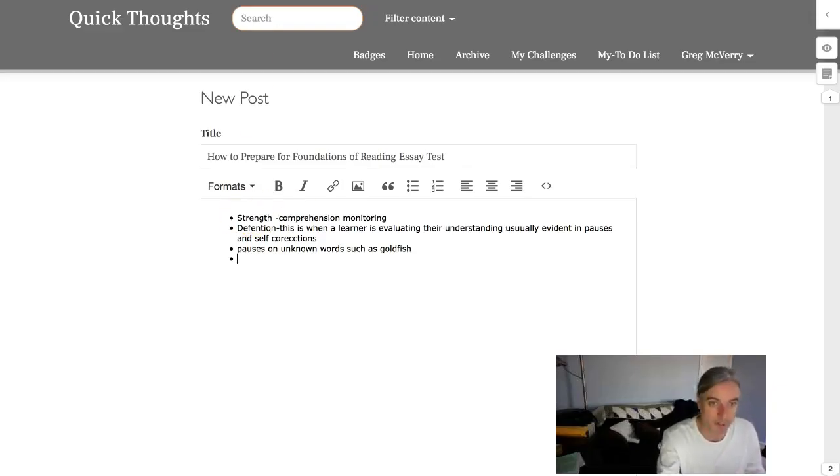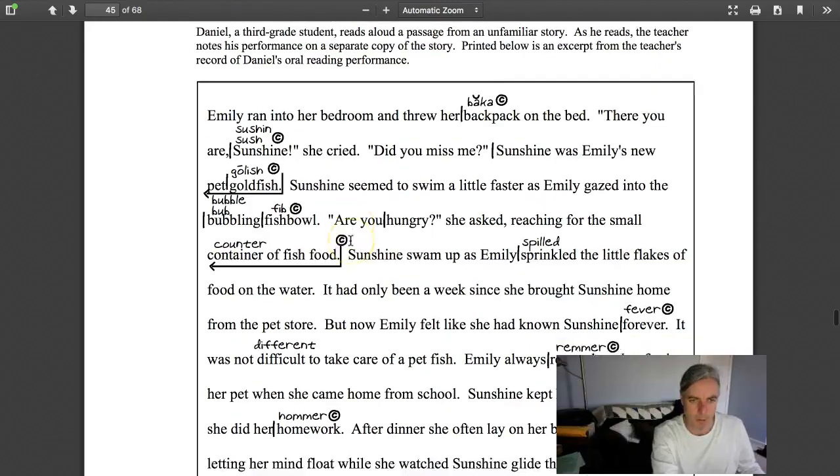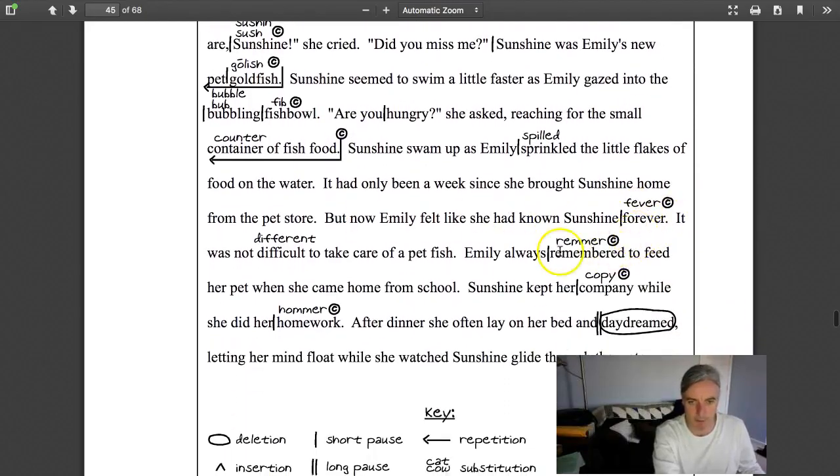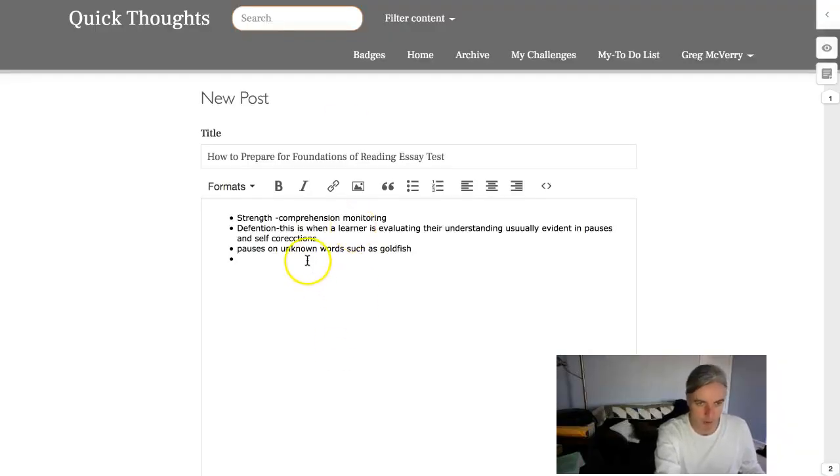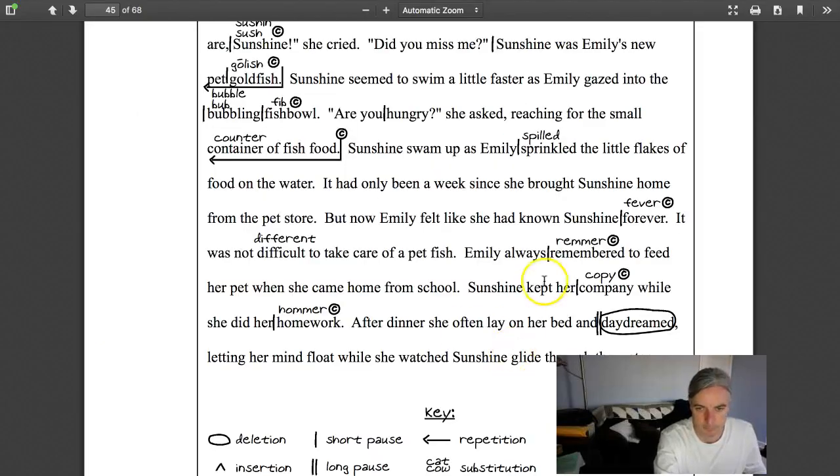All right? So it's another example that proves that comprehension monitoring could be a strength, if that's what you decide to do. Let's go back and look one more time. She has some corrections at fever and remember, and, for example, pauses on unknown words such as goldfish, uses self-corrections such as remember for remember, and copy and company.